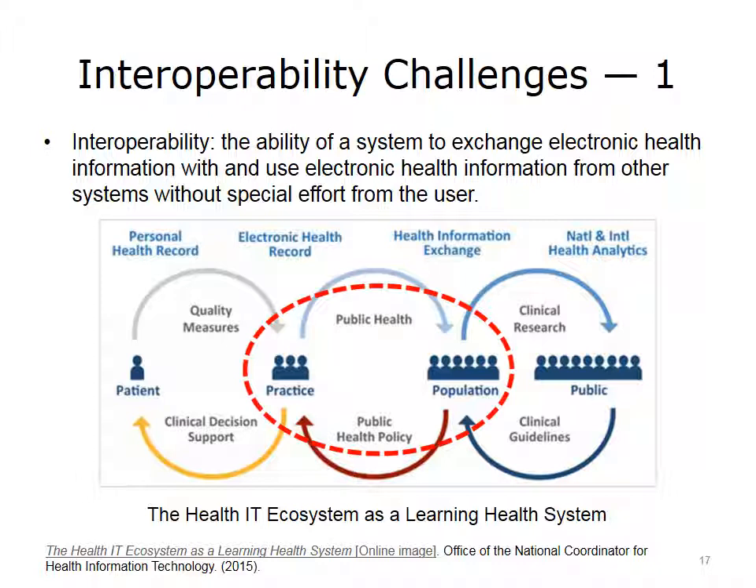As depicted in this diagram, interoperability crosses multiple population levels, such as personnel health records, electronic health records, health information exchanges, and national and international health data systems. Within such a broad context, any barriers to interoperability will cause population health data warehouses to miss critical information that could have been useful to improve the predictive power of population health models.